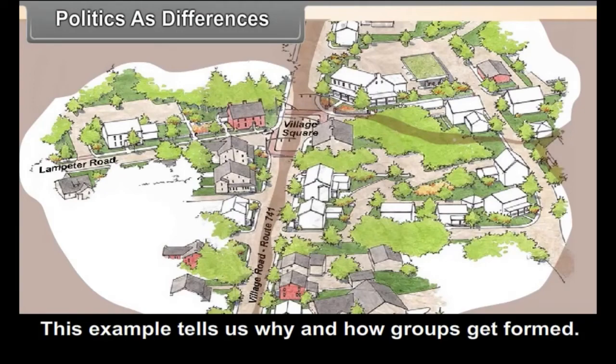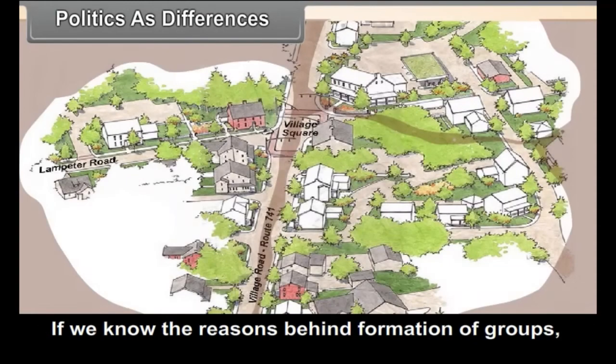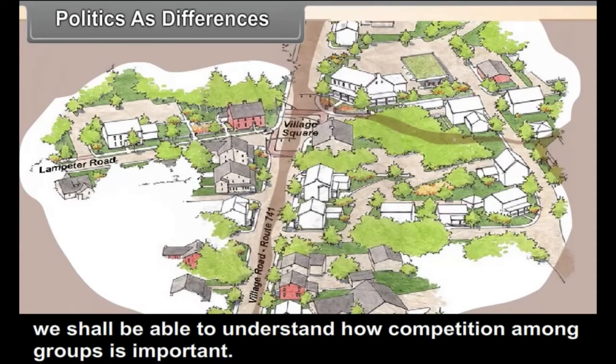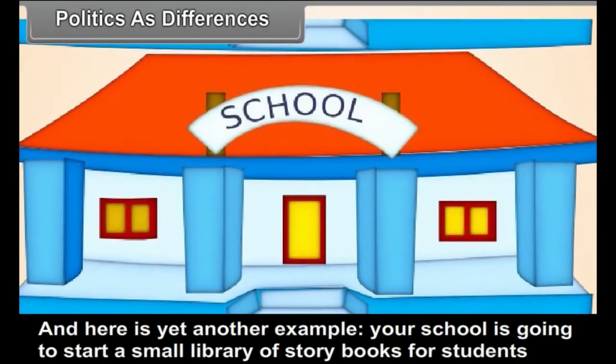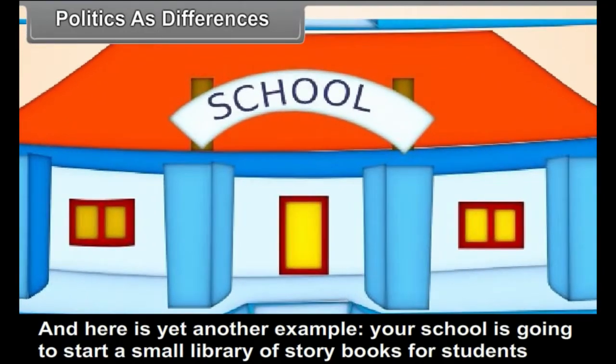This example tells us why and how groups get formed. If we know the reasons behind formation of groups, we shall be able to understand how competition among groups is important. Politics as governing. And here is yet another example.